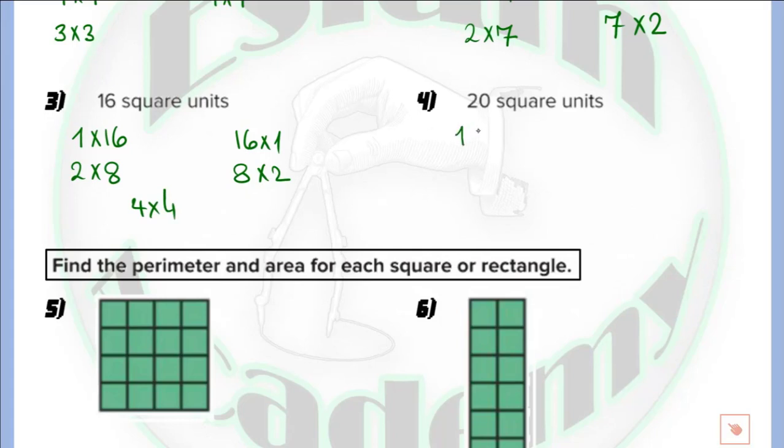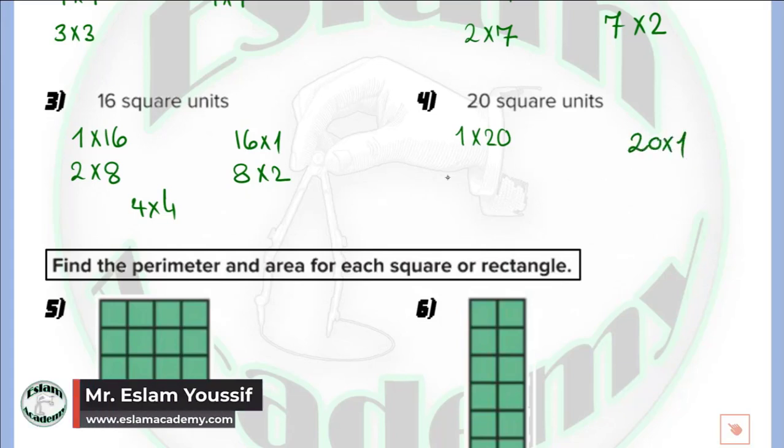20 will be equal to 1 by 20. We need two numbers that, if you multiply them, the answer is equal to 20, because we said the area of the rectangle equals the length multiplied by the width. So we need two numbers that, if we multiply them, the answer will be 20. Once we say 1 multiplied by 20, the other dimension will be 20 multiplied by 1.